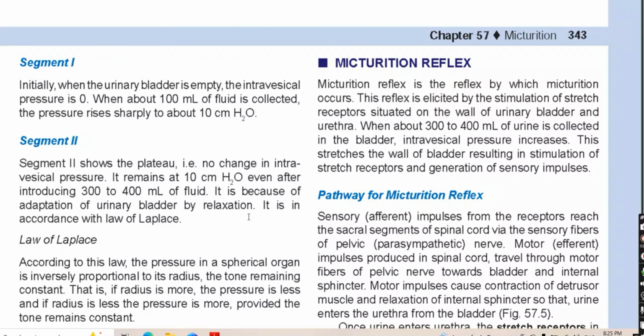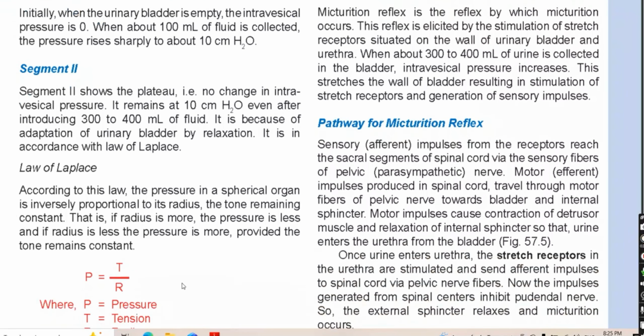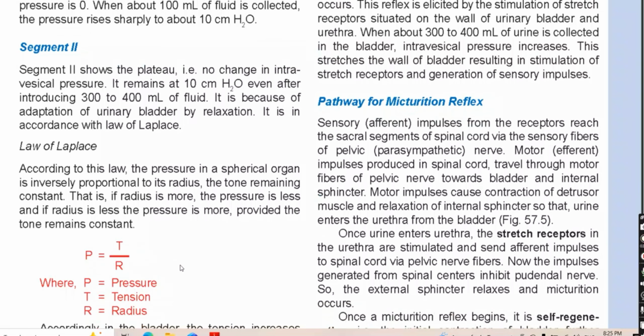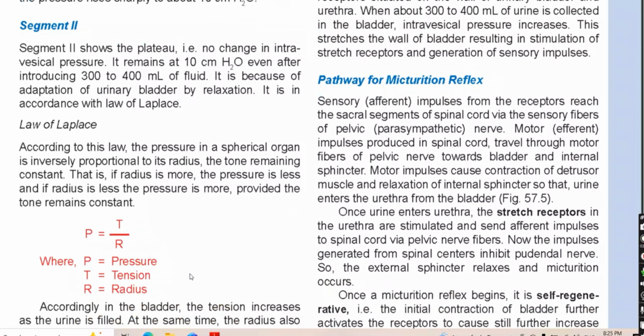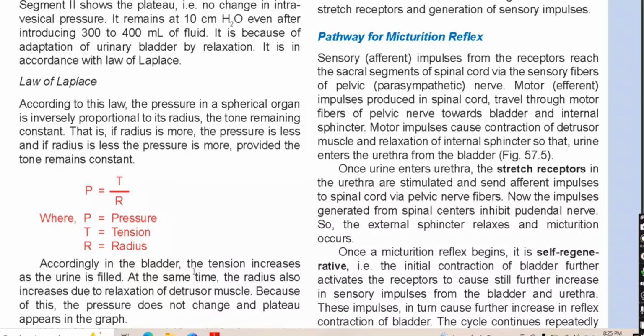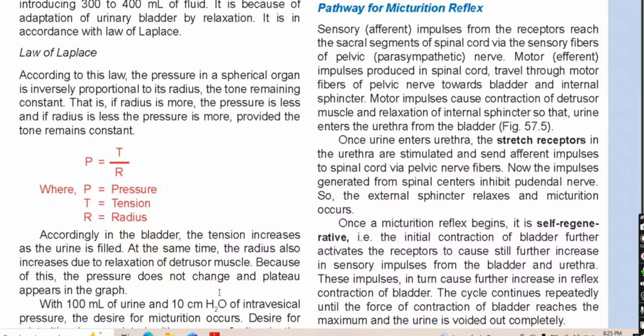What is the Laplace law? P is equal to T by R, where P is the pressure, T is the tension, and R is the radius. According to this, in the bladder the tension increases as the urine is filled up, and at the same time the radius also increases due to the relaxation of the detrusor muscle. Because of this, the pressure does not change and a plateau appears in the graph.